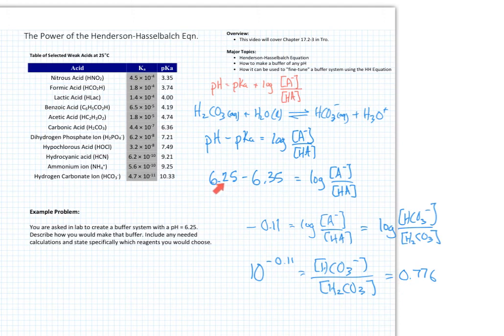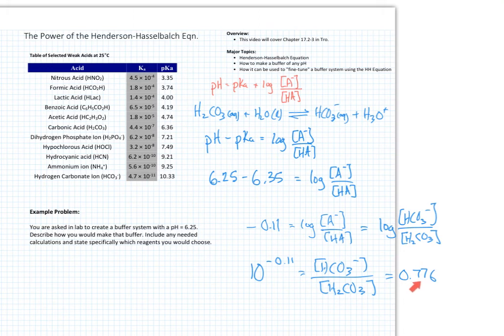Now, first thing you should notice is the 6.25 is a lower pH than the pKa. So in other words, it's more acidic. So that should make sense. It should make sense I need more acid than base in order to give me that lower pH. So that number is less than 1. If it was 1, you'd have the exact same amount of acid and base. But because it's less than 1, it tells us we've actually got a little bit less of the conjugate base, and we have more of the acid. That's why it's a little bit less than 1. Okay? So that's the first thing we should notice.